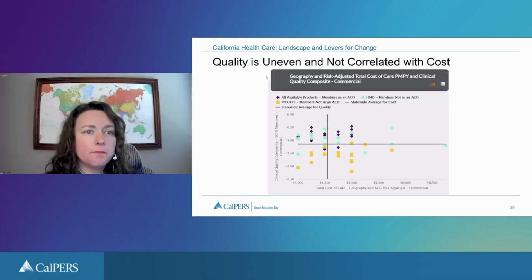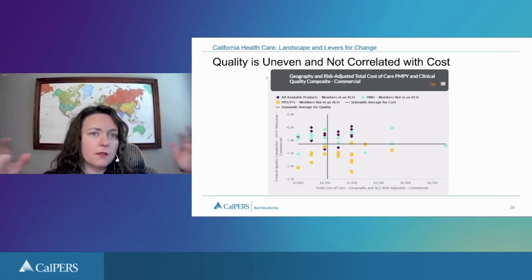Oh, go ahead, Marta. Yeah, I would just say that our information is similar, that the HMO ACO integrated arrangements have greater clinical outcomes, but do not necessarily show across the board better cost outcomes. That is really driven by the regional market forces, as Marian describes. So her larger points are absolutely what we see in the CalPERS data.